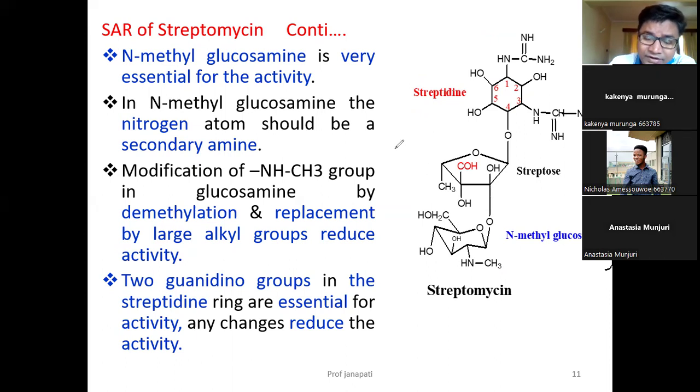Now, when you look at metabolism in acidic pH, streptomycin will break into two portions, that is streptidine and streptobiosamine. It breaks as streptidine and streptobiosamine. So this is the metabolism.